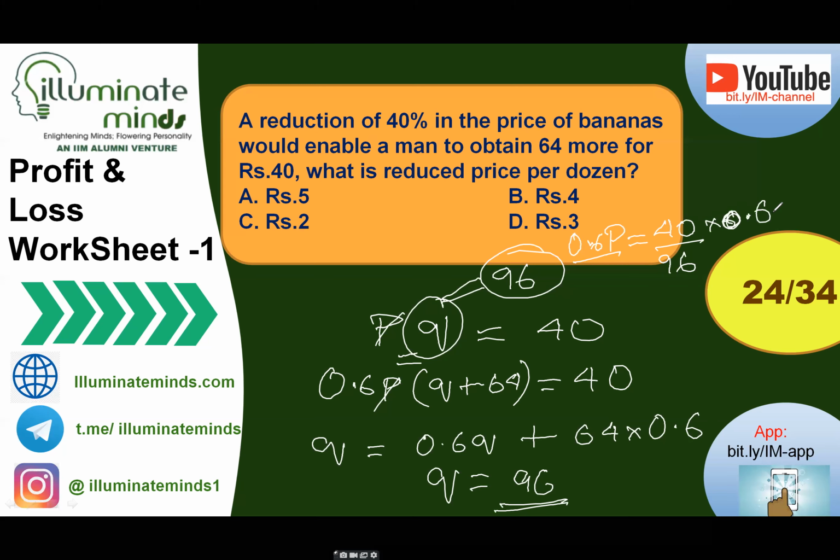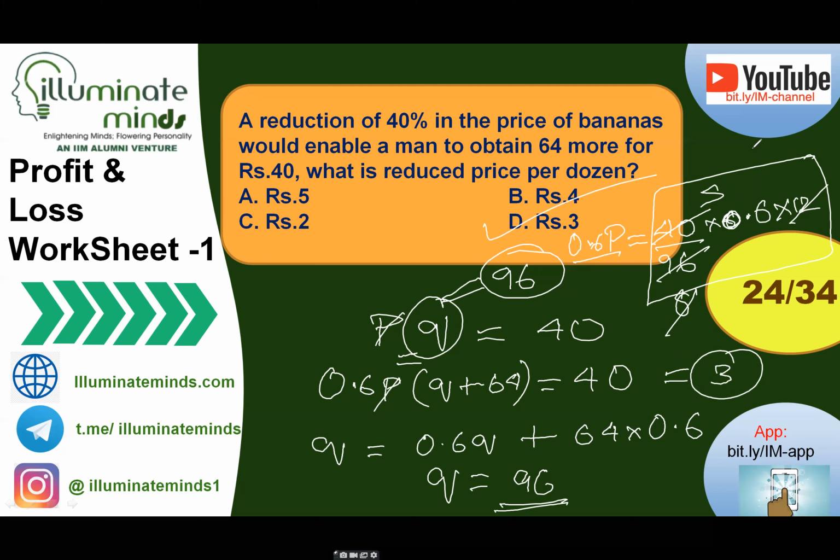Now, if you want it for a dozen, what will I do? I will multiply it with 12. 12 8s are 96. 8 5s are 40. So 5 into 0.6 is equal to rupees 3 per dozen. Option D is the correct answer.